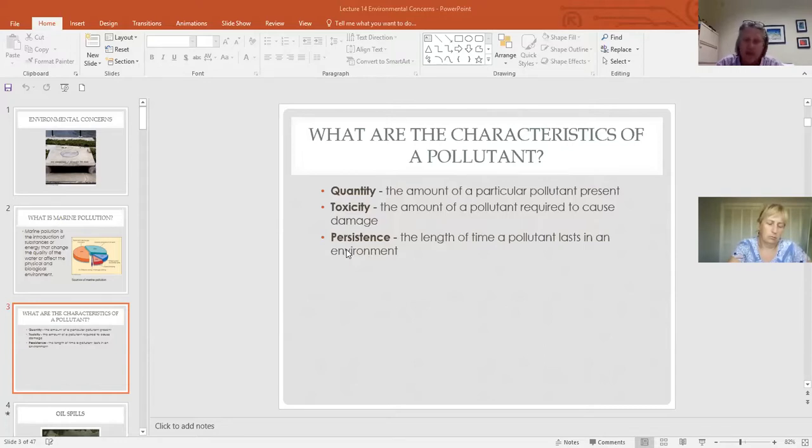You can use something more effective, but if it's only persistent for a week, it doesn't have time to move through the food chain, and it's easier to kill your target species. So persistence is an important consideration when you look at pollutions.